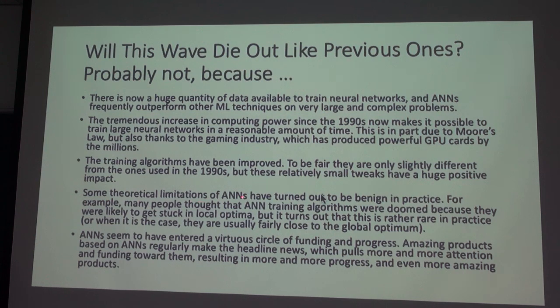Also, some theoretical limitations of ANN have turned out to be benign in practice. For example, many people thought ANN training algorithms were doomed because they were likely to get stuck in local optima. But it turns out that this is rather rare in practice. So remember we talked about local minima, when we talked about gradient descent, remember?